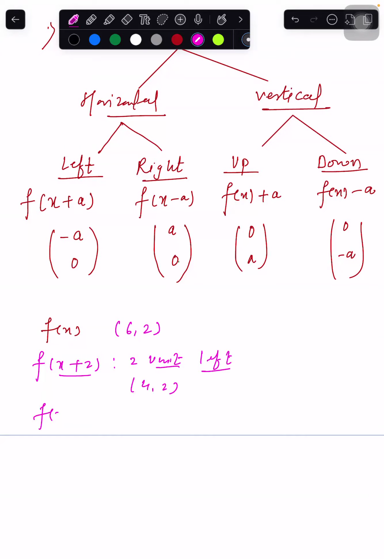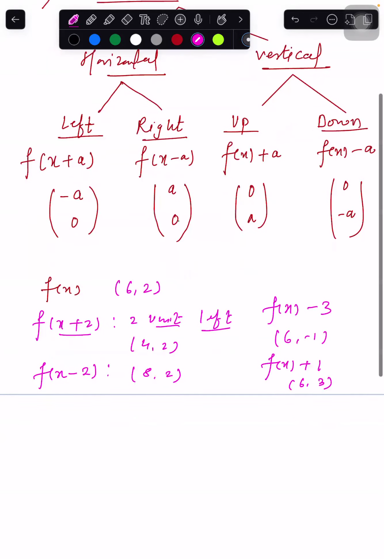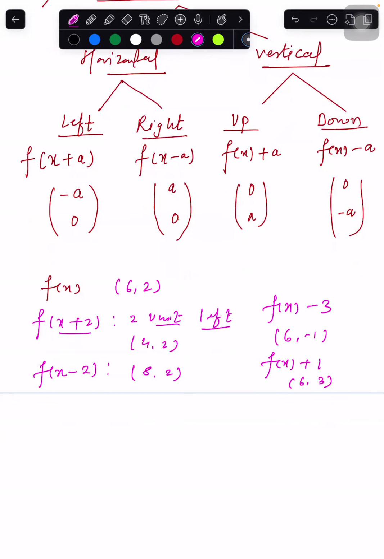Likewise, if I do f of x minus 2, it's 2 units to the right. The point will become 8, 2. If I say f of x minus 3, you're moving 3 units down. So the point will become 6, minus 1. Very good. Now if I say f of x plus 1, you're moving 1 unit up. The point will become 6, 3.